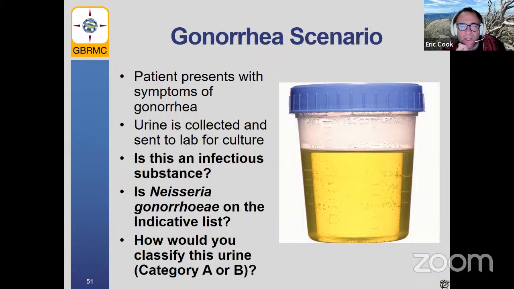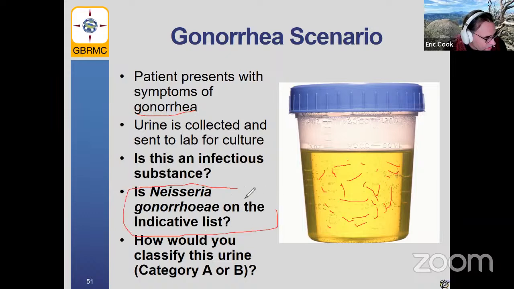So now we have gonorrhea. Gonorrhea is caused by a bacteria called Neisseria gonorrhea. And we are collecting the urine from a patient who has symptoms. So obviously, this is an infectious substance because we got it from a sick patient. And we know that if the patient has symptoms of gonorrhea, it is very likely that we're going to find lots of little gonorrhea bacteria swimming around in the urine. So the next question is, is gonorrhea on the indicative list?